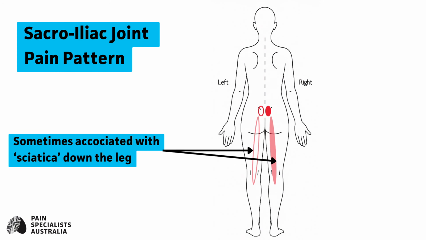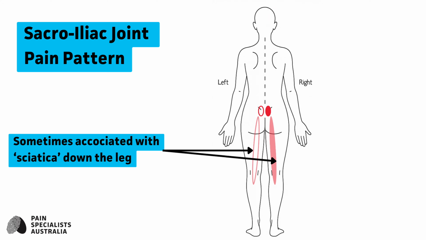The other thing is that sometimes this joint, because it's so big, just like the L5S1 facet joint, can get this paraspinal pain distribution going down into the buttocks. With the sacroiliac joint, you can get a bit of that pain going down the leg as well.